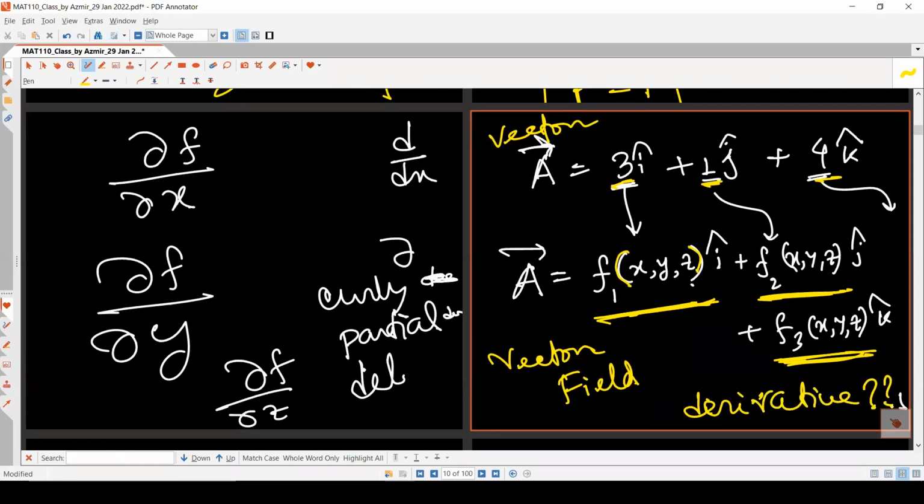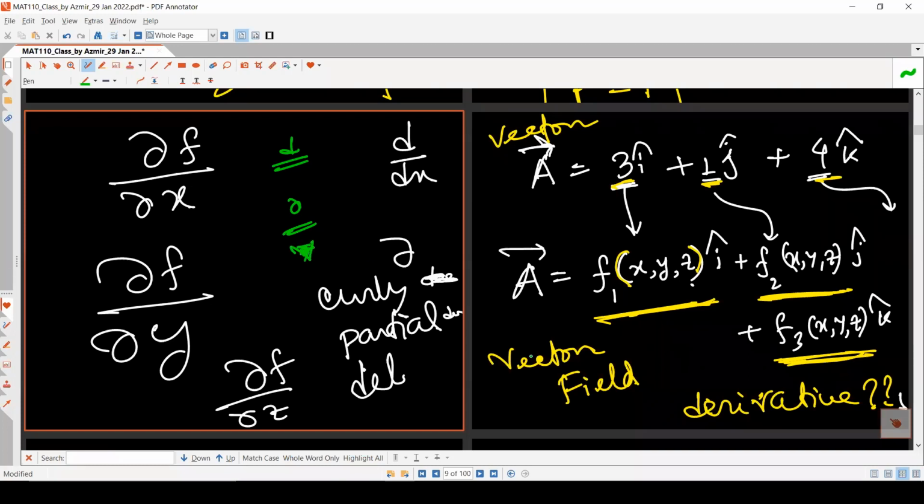So this is a big question. Here, just like d for ordinary derivative, just like del or curly d or partial d, we will also use another symbol that is known as del or nabla.